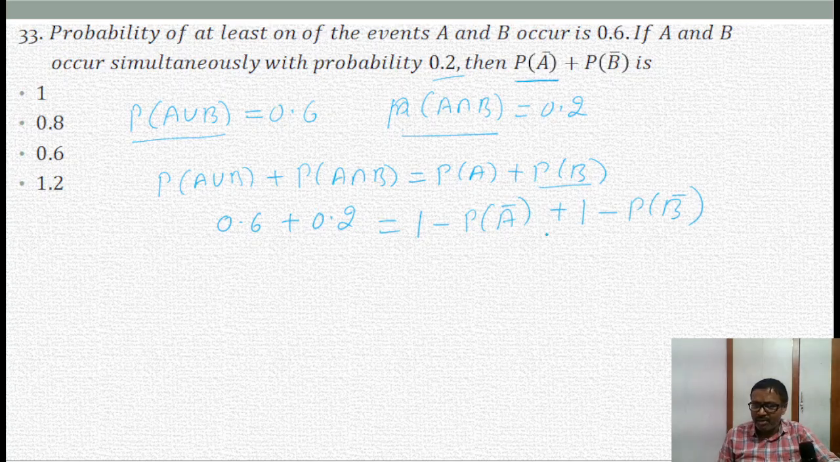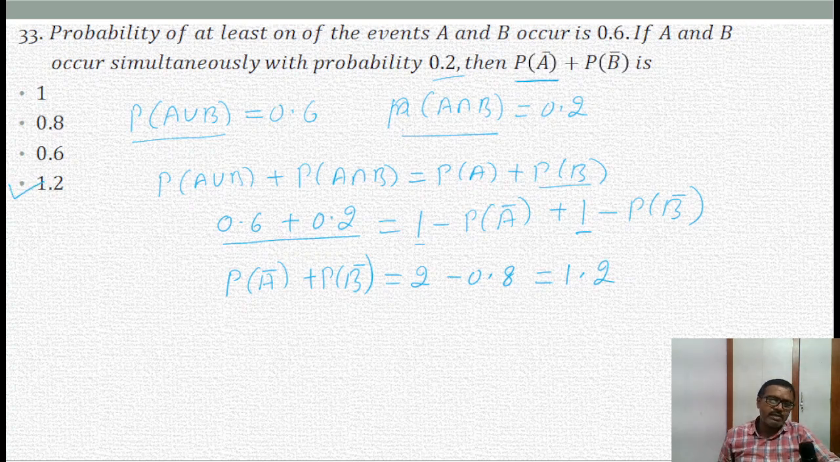That's it, friends. We got the answer. Here 1 plus 1 is 2. 0.6, 0.2, it is 0.8. Shift this 0.8 into the right hand side. 2 minus 0.8, and these two minus P of A complement minus P of B complement will shift here. We'll get P of A complement plus P of B complement. That your answer is 1.2. So option D is the right answer.